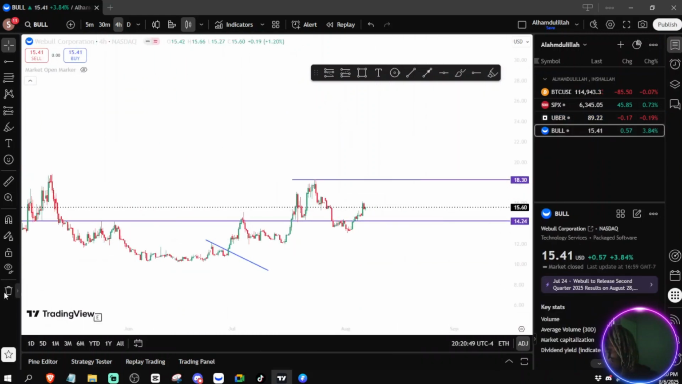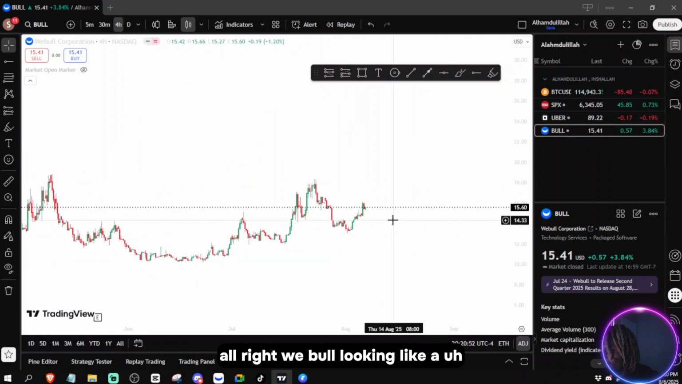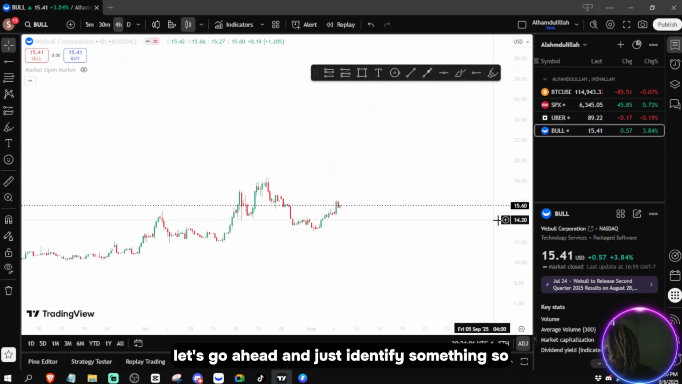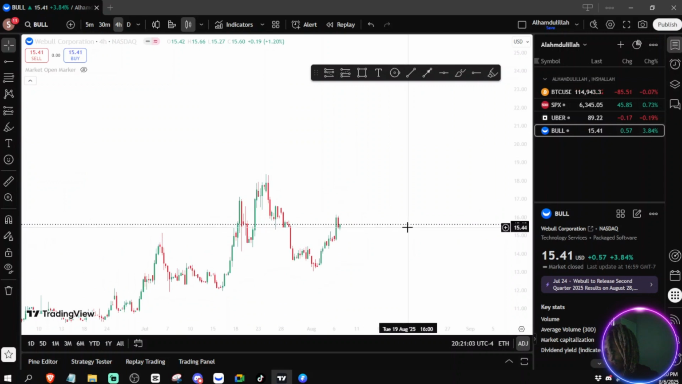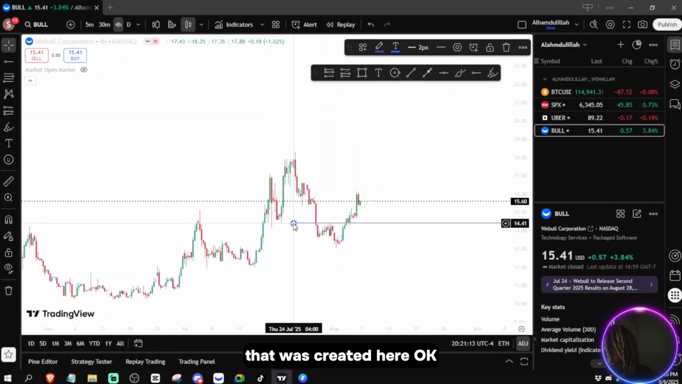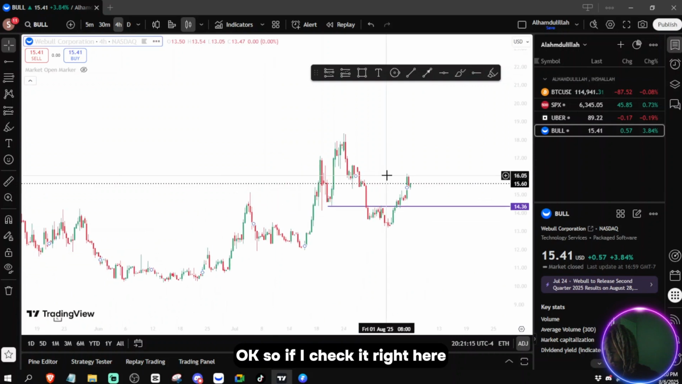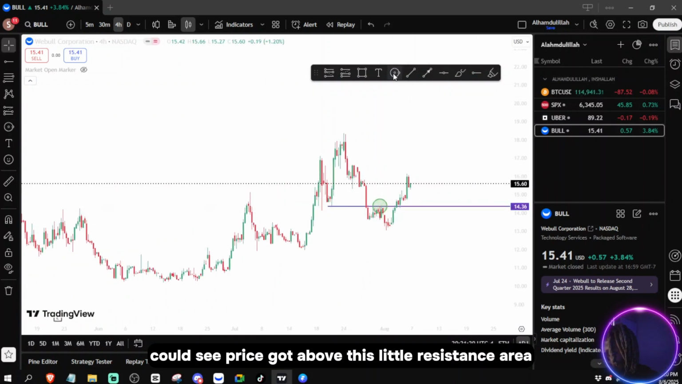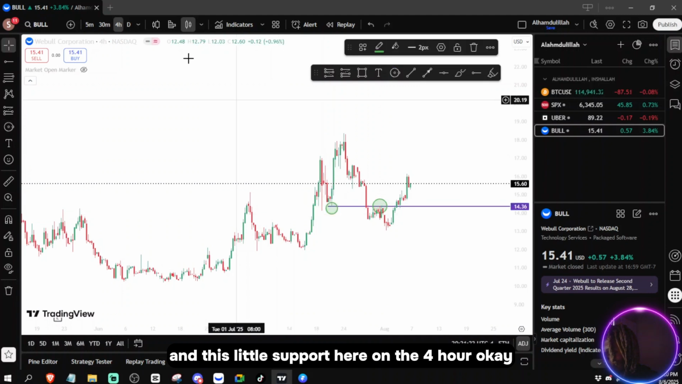Okay, Webull. All right, Webull looking like a good stock to buy here, honestly. Let's go ahead and just identify something. I can see price getting above an area of resistance that was created here, along with the support. So if I check it right here, I can see price got above this little resistance area and this little support here on the 4-hour.